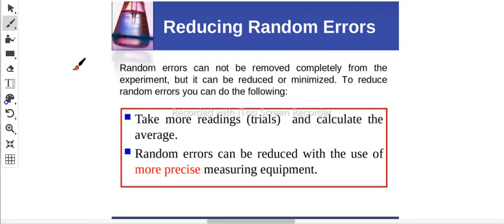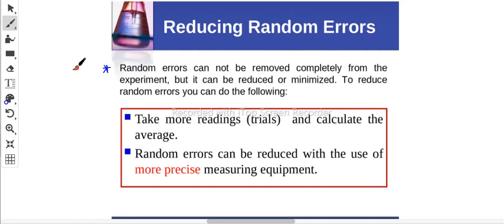Now the point is how to reduce random errors. Random errors cannot be removed at all. You cannot completely remove them. You are using equipment, you are using tools, so they are presented always. You cannot remove them, you can only reduce or minimize them.